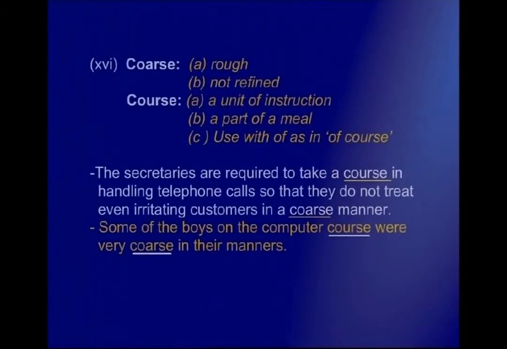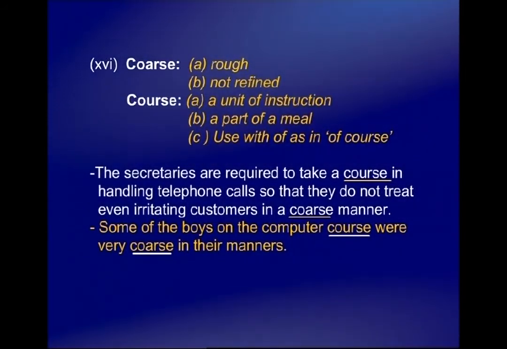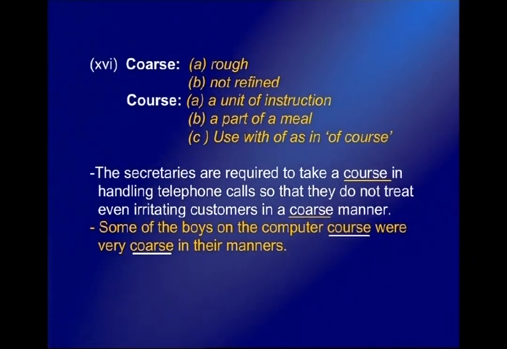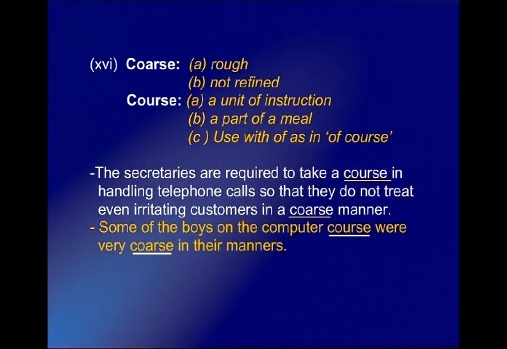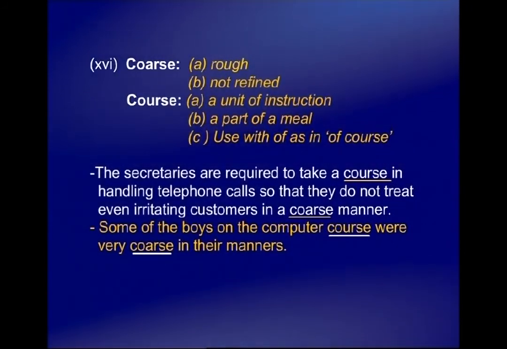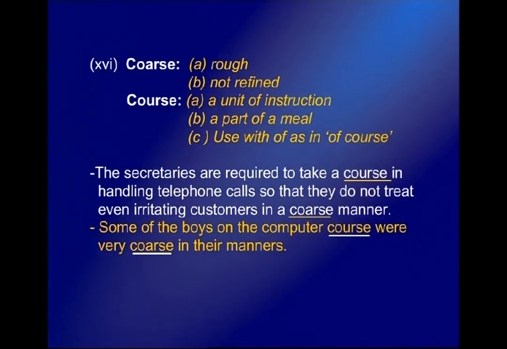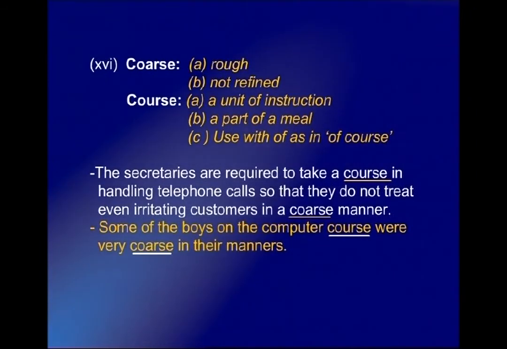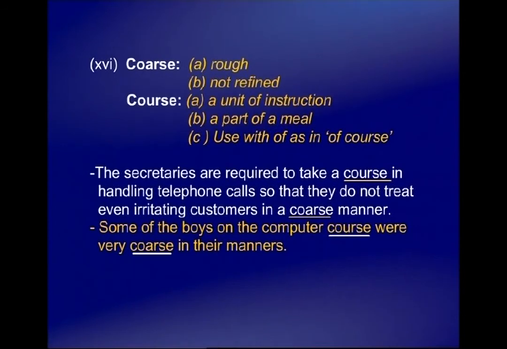The next pair is coarse and course. One is spelled C-O-A-R-S-E, which means rough, not refined, and the other is course, a unit of instruction. You can take a course in linguistics. Course is a part of a meal, the last course, and it is also used with of, such as of course.